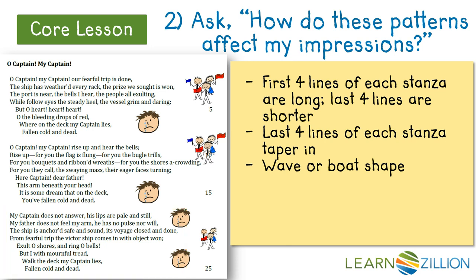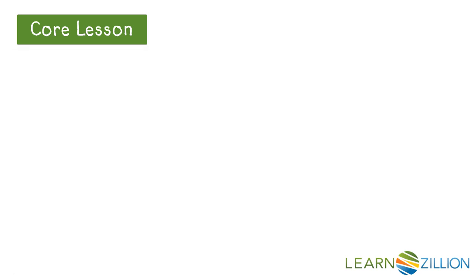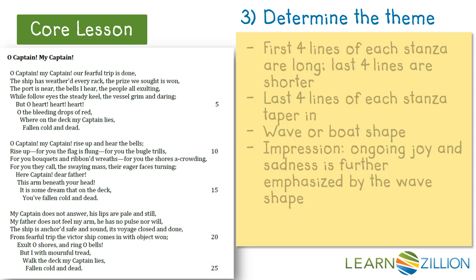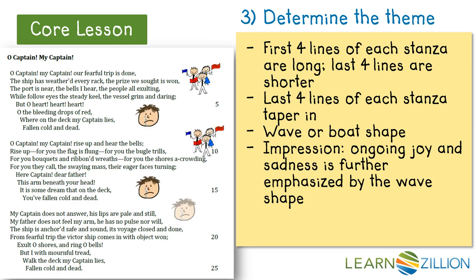Regardless, the impression I get as I look at the pattern is that there is an ongoing alternating theme of both joy and sadness throughout this poem. This is further emphasized by the wave shape of the poem. The third step is to determine the theme. So here is our text and the notes I've taken. Looking at our notes and thinking about the stanzas, it's easy to notice that there is a continuing pattern within this poem. First joy, then sorrow, then joy, followed by sorrow, and so on.